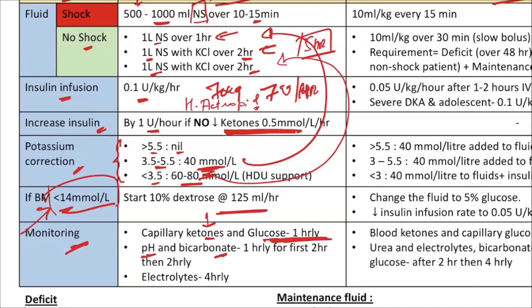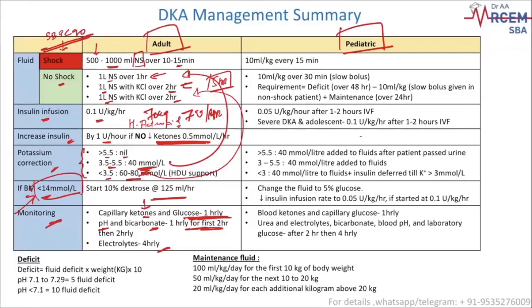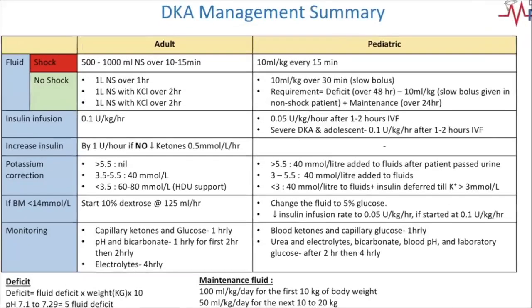pH and bicarbonates first hourly, then every 2 hourly you'll be monitoring. Electrolytes every 4 hourly, if you monitor, that should be sufficient. This is the management for the adults. What about the pediatric age group? In the pediatric age group, it changes.